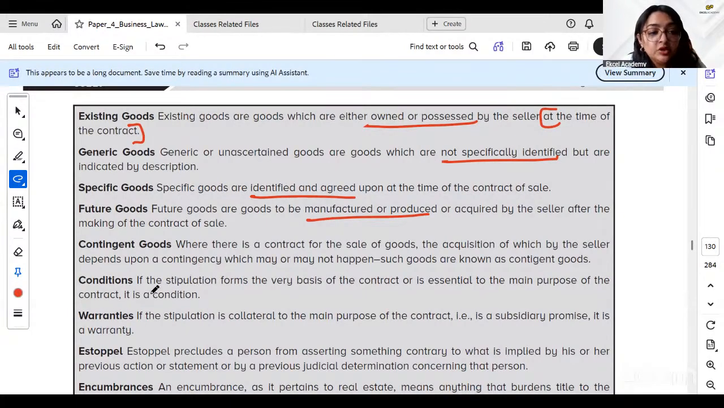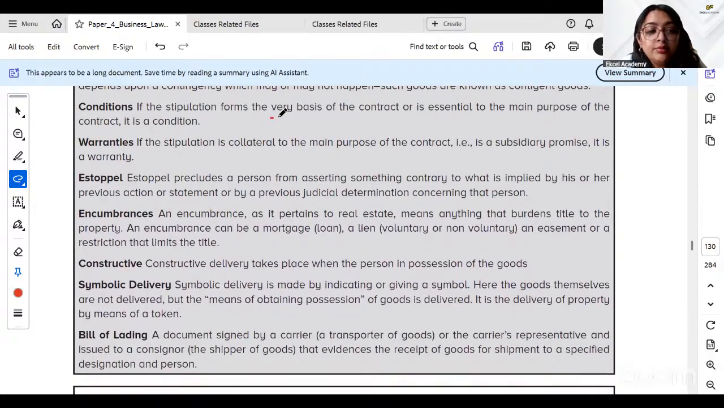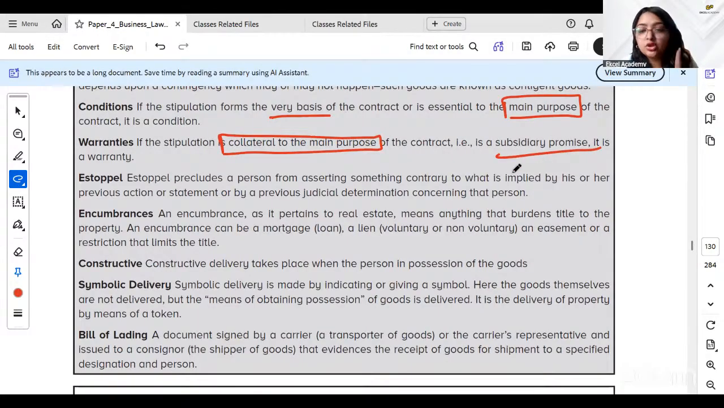Okay. Then you have your conditions and warranties. Okay. Condition is the very basis of the contract. That is the main purpose of the contract. Warranty is collateral to the main purpose. That is a subsidiary promise. Okay. We saw the example of your car and your seat covers. Estoppel precludes a person from asserting something contrary to what is implied by his or her previous action. What is the previous action? You representing yourself as, say, a seller. Okay. So the estoppel concept precludes you.